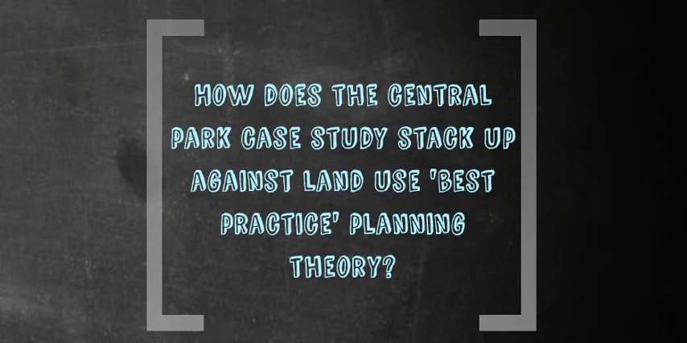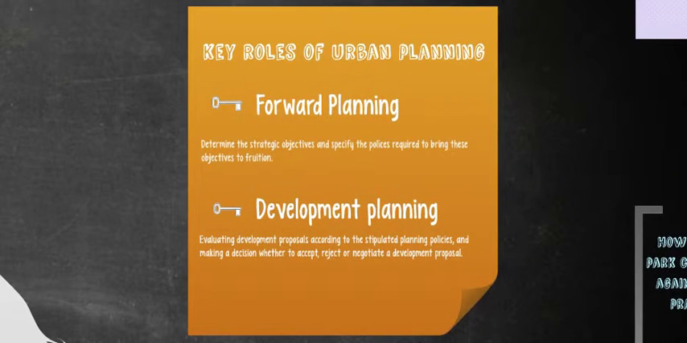Considering the extended planning process, how does the case study stack up against the best practice planning theory? Urban planning plays both a forward planning and development planning role. The forward planning role should identify the framework for reaching the desired outcomes for a particular area. The development planning role assesses proposed developments according to that framework.